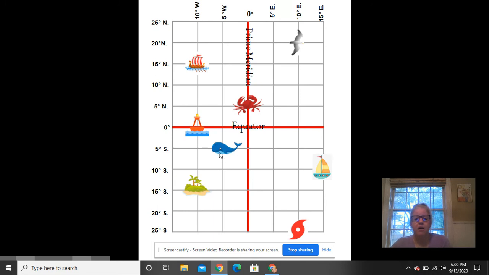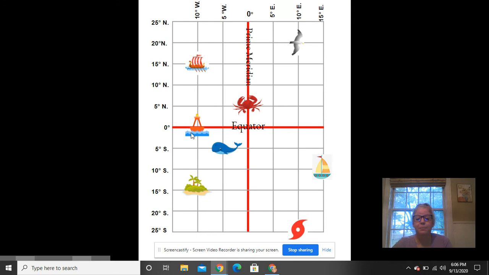Okay, let's look at the whale. There is a whale. So first, is the whale north or south of the equator? The whale is south of the equator, and the location is 5 degrees south latitude. Now, is the whale east of the prime meridian, or is the whale west of the prime meridian? The whale is west of the prime meridian. So the location of the whale is 5 degrees south latitude, 5 degrees west longitude.